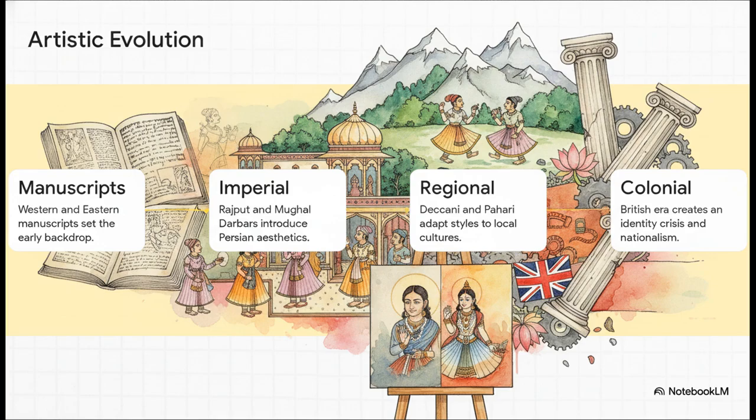So let's look at how this builds into a continuous Indian artistic identity. Step 1. It starts with those Western and Eastern manuscripts setting the early backdrop. Then, for Step 2, the Rajput and Mughal darbars introduce these incredibly unique compositions and Persian influences. As we move to Step 3, down into the Deccan provinces and up into the Pahari regions, local painters actively adapt these grand imperial styles to their own local regional cultures. And finally, Step 4, British colonialism arrives, creating a massive identity crisis that, fascinatingly enough, births entirely new ideas of artistic nationalism. It's really like a giant puzzle coming together over centuries.